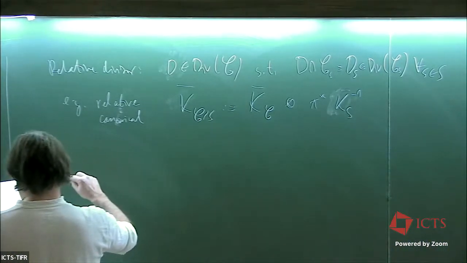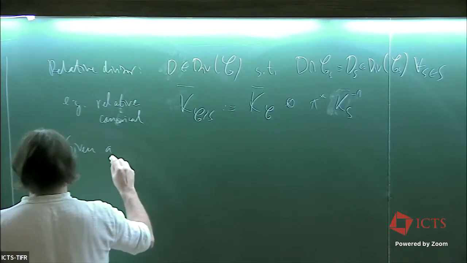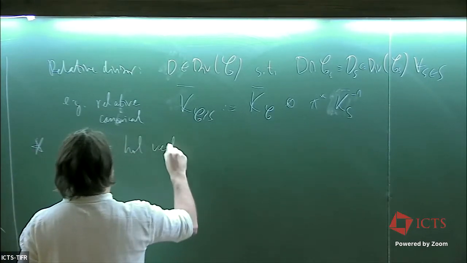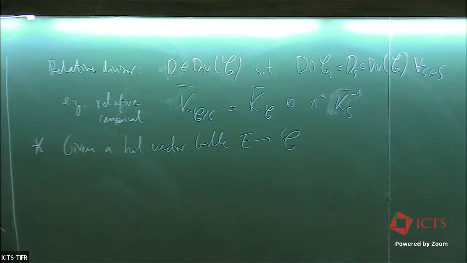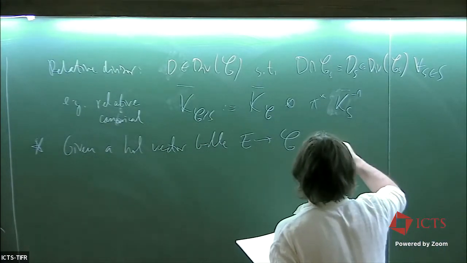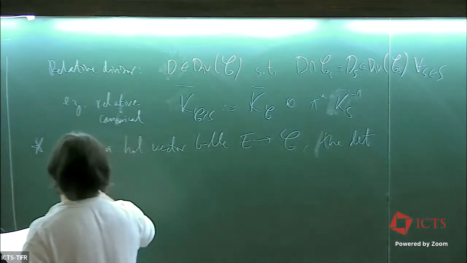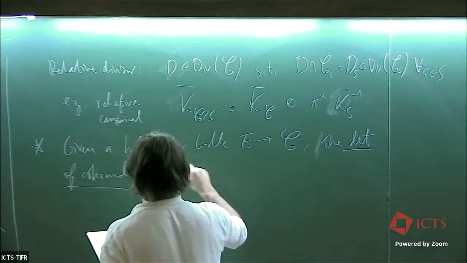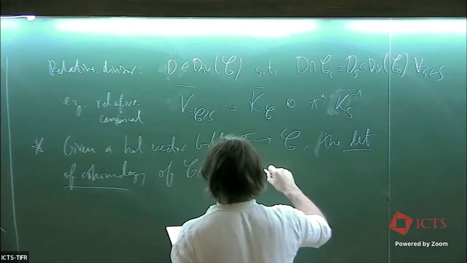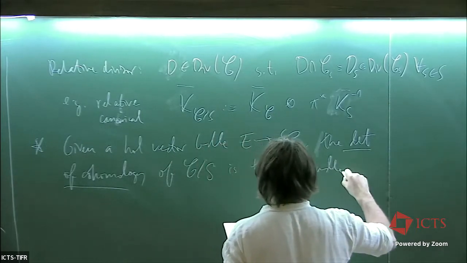Given a holomorphic vector bundle E on C, we start with a vector bundle upstairs, and now we cook up something in the base. The determinant of cohomology is going to live in the base. So the determinant of cohomology of the family of curves is the line bundle on S.